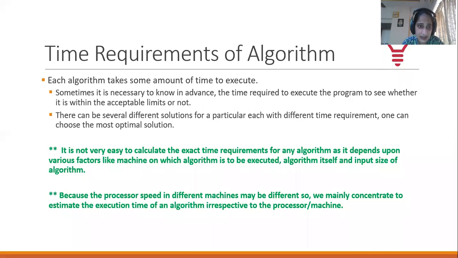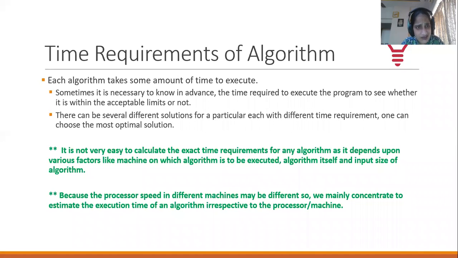Now, there can be several different solutions for a particular problem, each with a different time requirement. One can choose the most optimal solution. That's what we're trying to say: there could be several solutions available, but we have to give utmost importance to the time requirement, and we have to choose the one which is going to take the minimal amount of time, or maybe the optimal amount of time.